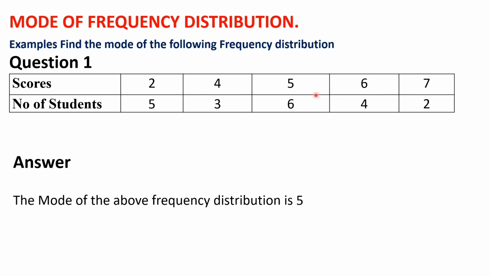Now, what is the mode of this frequency distribution? The mode of the frequency distribution is 5, because 5 is the number that has the highest occurrence. 5 occurs 6 times. So the mode of this frequency distribution is 5. Do you understand? Now let us proceed to the second question.